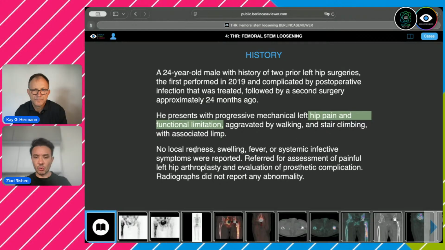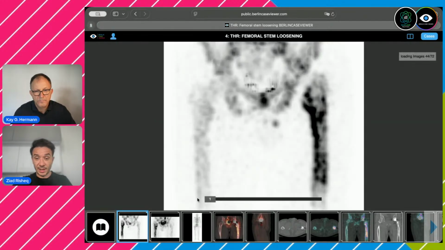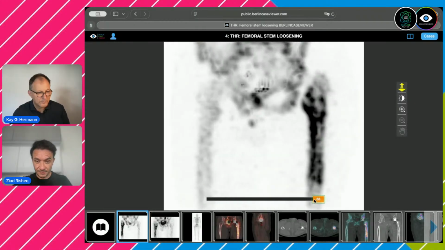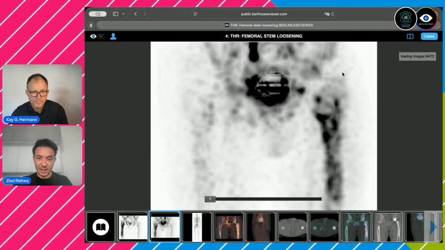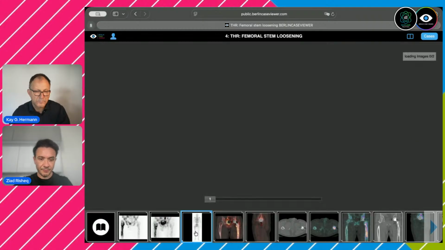He had no focal regional redness, swelling, fever, or any kind of systemic symptoms to suggest that there is an infection. But again, let's take a look. This is the blood pool phase. So you can see there's this intense uptake on the early phase or the blood pool phase. And this is the delayed phase. Again, you can see this diffuse, intense, or heterogeneous uptake around the femoral stem.